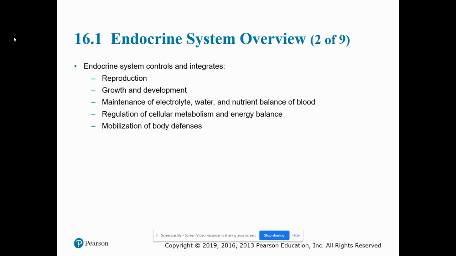The endocrine system controls and integrates a number of things, including reproduction, growth and development, maintenance of electrolyte, water, and nutrient balance of blood, regulation of cellular metabolism and energy balance, and mobilization of body defenses. If you look at this list, you can actually start picturing all the different systems that the endocrine system controls and integrates, right? The reproductive system. Fluid, electrolyte, water balance, urinary system. Metabolism, digestive system. So, it's going to play a role with a number of different systems.